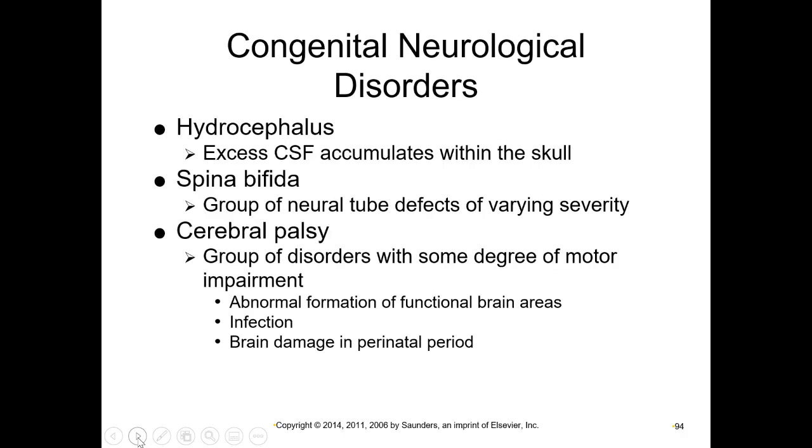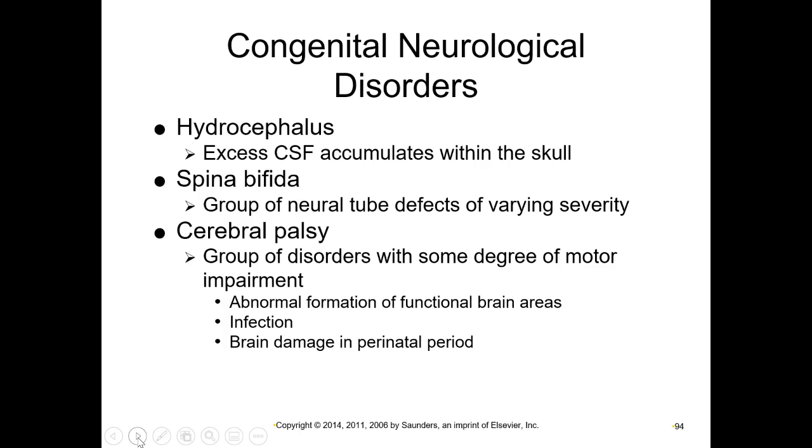Congenital neurological disorders. These include hydrocephalus, which is too much CSF. It accumulates in the skull. There's a couple of different reasons for it. Either too much is made or the way out to drain is blocked. So there's a couple of things there.